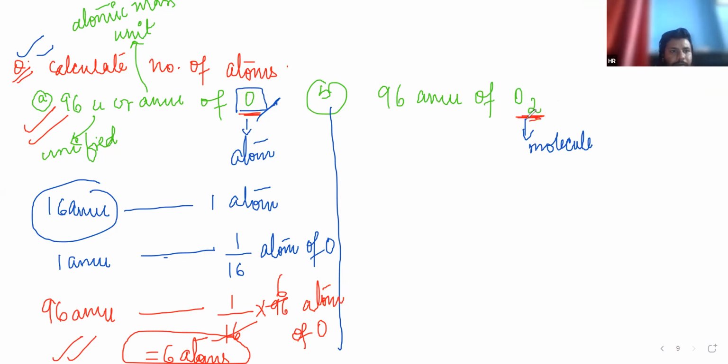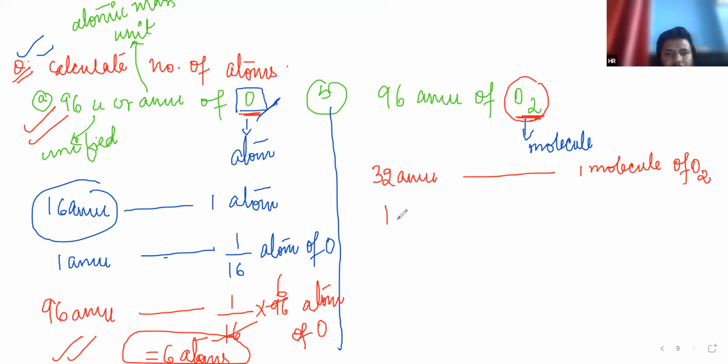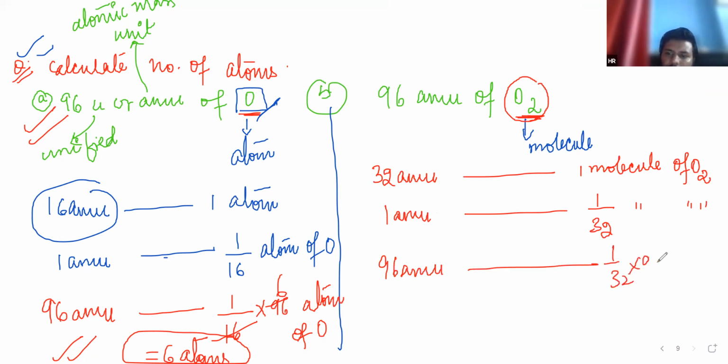Now come to this question. It's a molecule. Now we will take the mass of O2. What is the mass of O2? You already know. 32 mu. What it represents is one molecule of O2. Again, we will do it by the unitary method. 1/32 molecule of O2. Now in 96 mu, how many molecules? 1/32 into 96. That will be 3. And it is 3 molecules of O2.